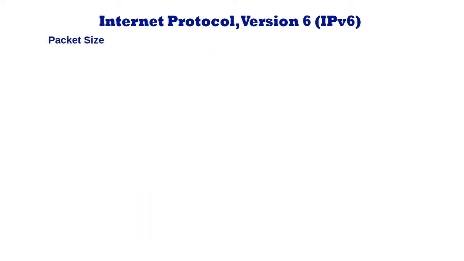Packet size. IPv6 requires that every link in the internet have an MTU of 1280 octets or greater. On any link that cannot convey a 1280 octet packet in one piece, link-specific fragmentation and reassembly must be provided at a layer below IPv6.